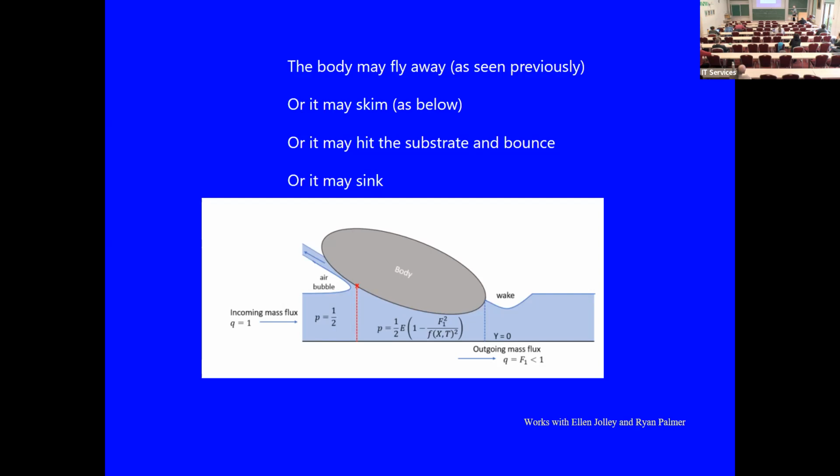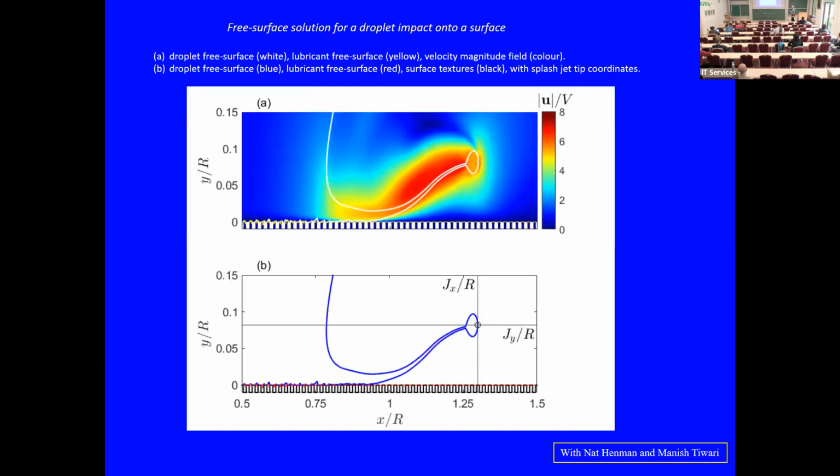Other alternatives are that the body will hit the substrate and bounce out of the water, or it may just gently sink into the water and rest on the bottom. And in this section, I'll also mention very, very briefly some work by Nat Hellman and Manish. This is on a droplet impacting on a textured surface, as shown here, with a lubricant inside the texture. And this is showing what can happen to the splash jet after the impact has taken place. The majority of the droplet is over here on the left. This is the splash jet traveling very fast to the right.